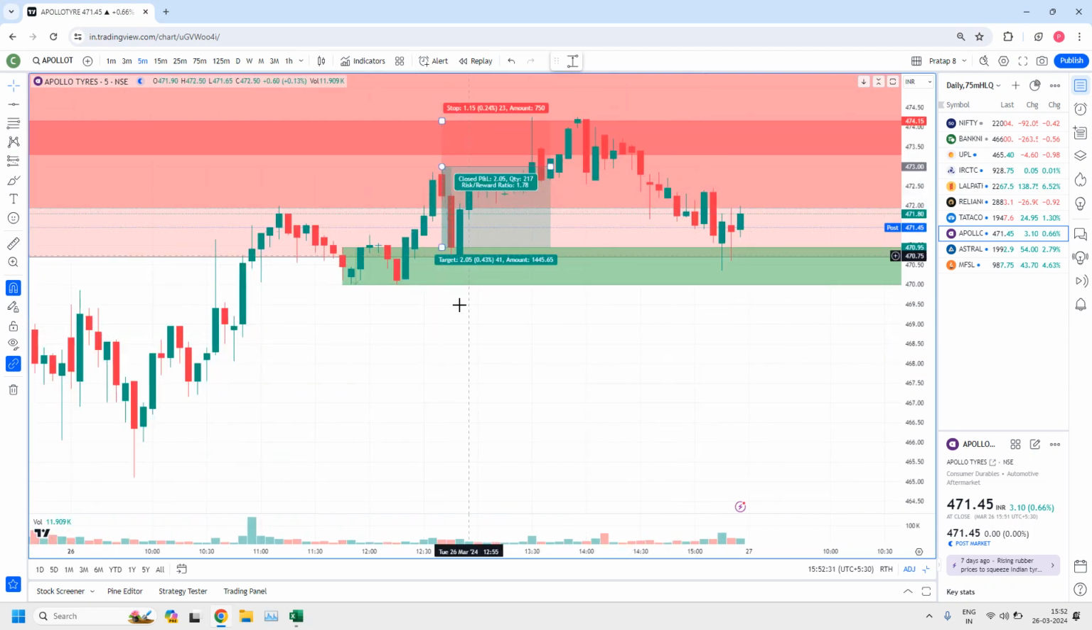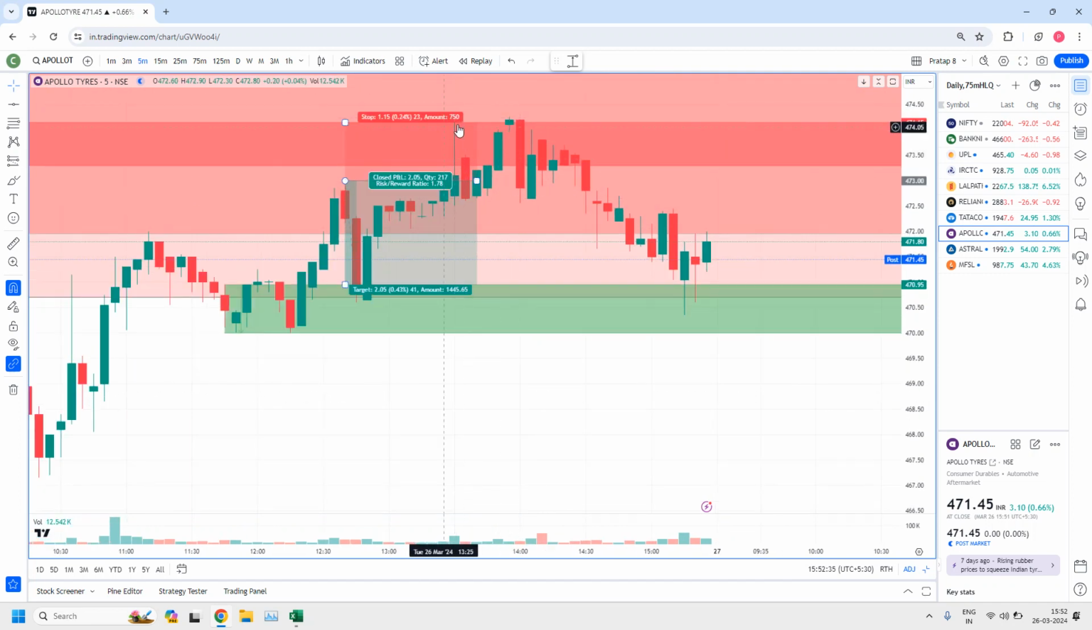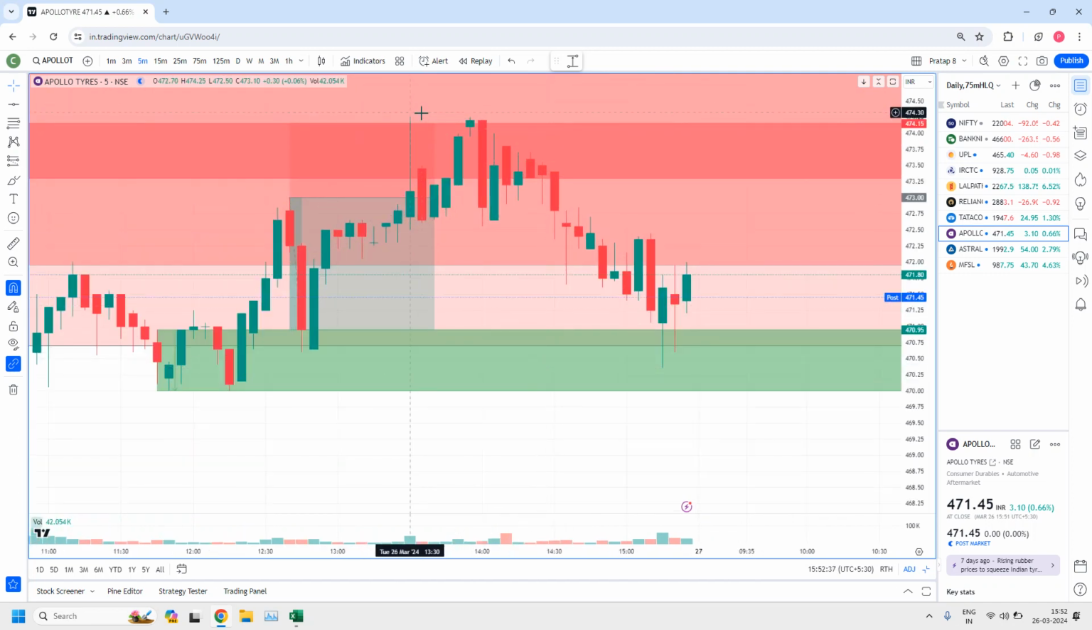This we would have missed, first entry. Second, okay, we would have taken, but the zone is pierced. It is within your stop loss limit. Even here also within your stop loss. Now finally, during closing, almost closing hour of the market, it reached.